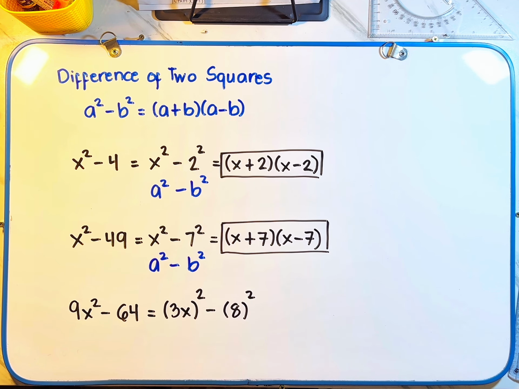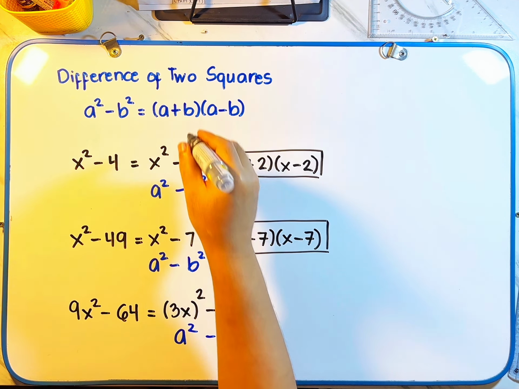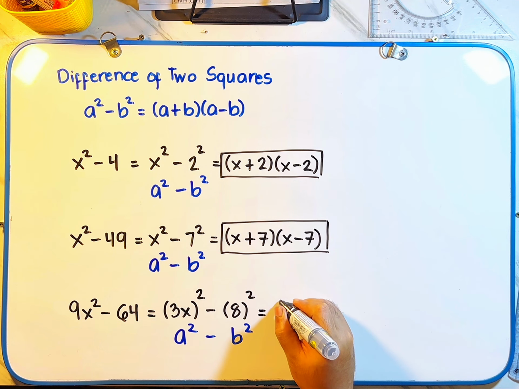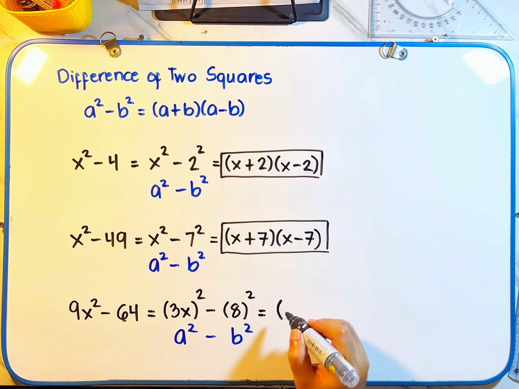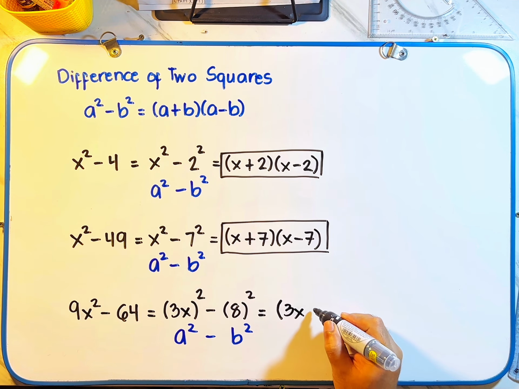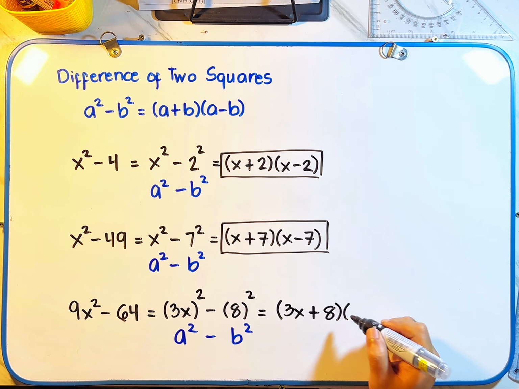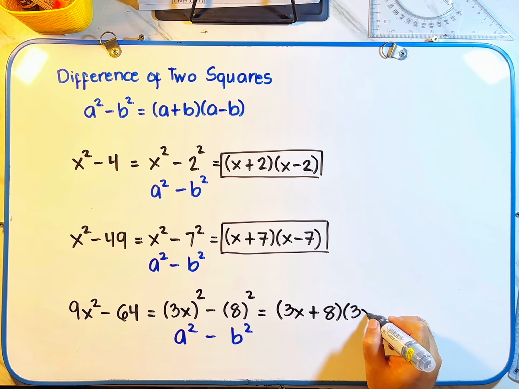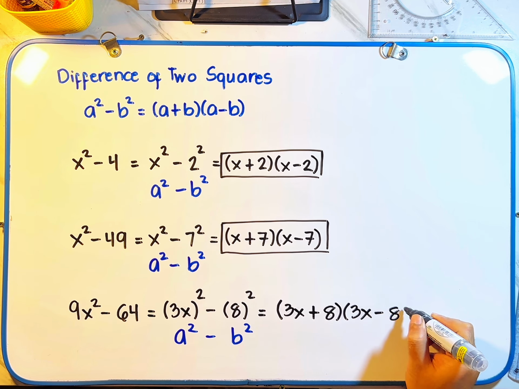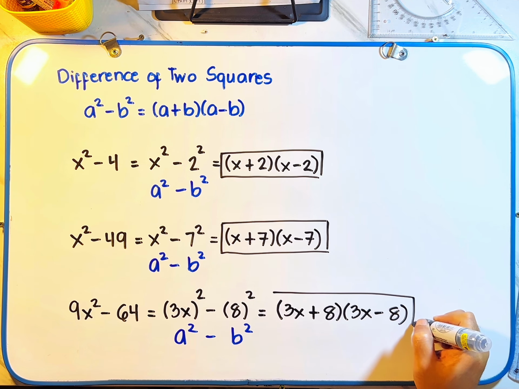Again, this is in the form of a squared minus b squared. Our a is 3x and our b is 8. So, the factored form, following the formula above, is a plus b, so a is 3x, plus b, b is 8, times a minus b, so 3x minus 8. And there you go.